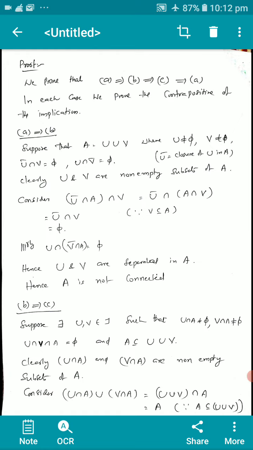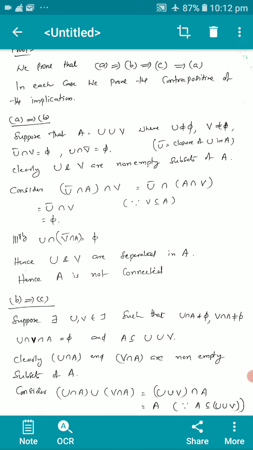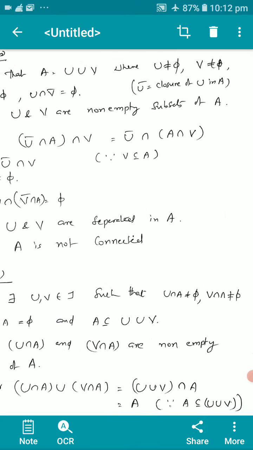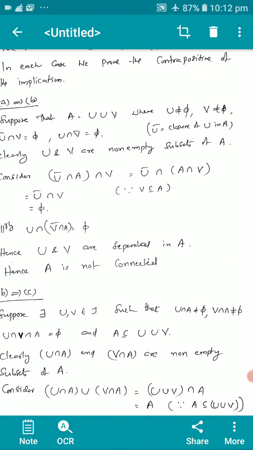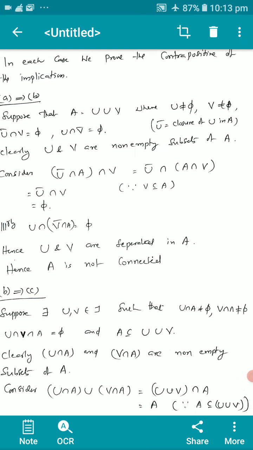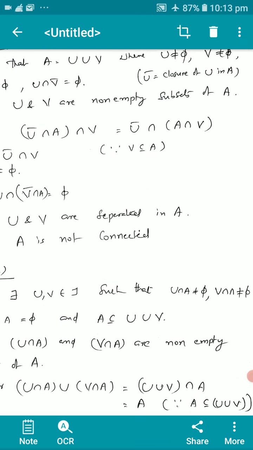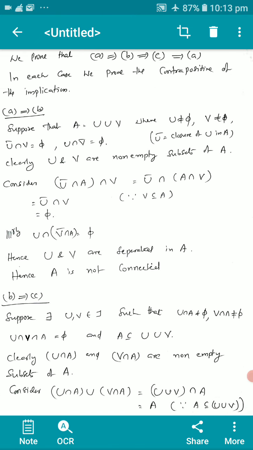Next, B implies C. Suppose there exist U, V in tau such that U intersection A is not empty, V intersection A is not empty, U intersection V intersection A is empty, and A is a subset of U union V. Clearly, U intersection A and V intersection A are non-empty subsets of A. Taking their union, that is (U intersection A) union (V intersection A), that is (U union V) intersection A. Here A is a subset of U union V, therefore this intersection is A.